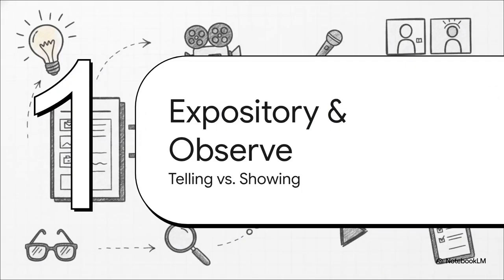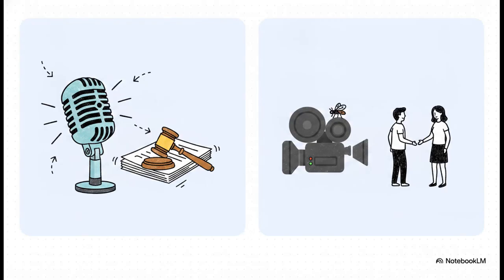Moving right along to Section 2, expository and observational formats, which is all about telling versus showing. Let's crack open the filmmaker's toolkit. These two formats essentially represent the classic cinematic debate, telling an audience about a topic versus simply showing them.